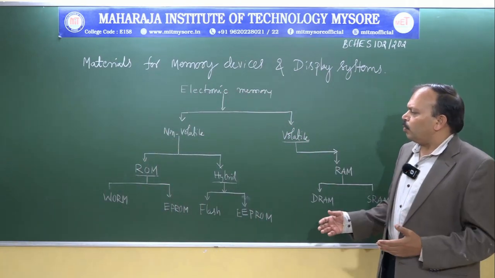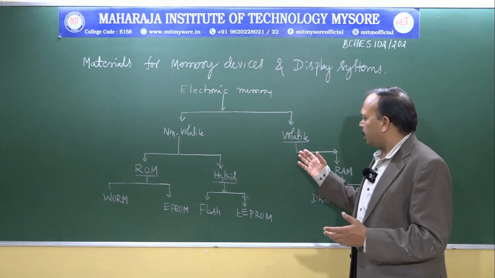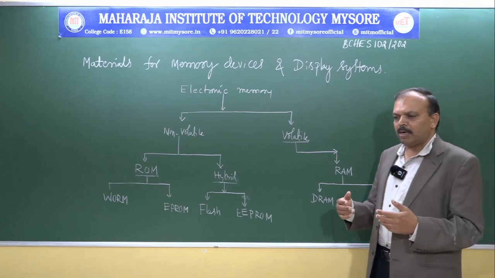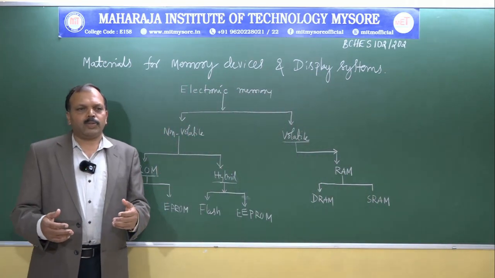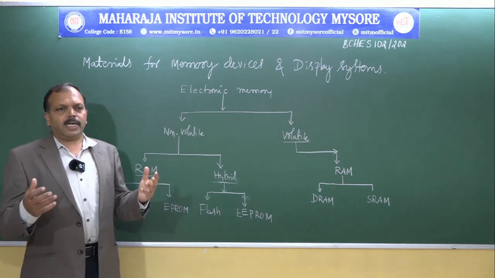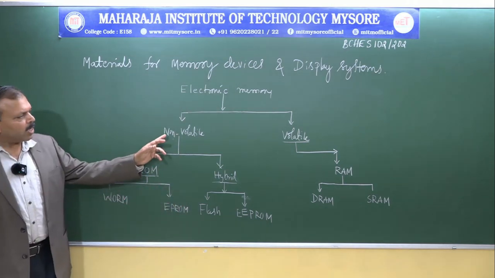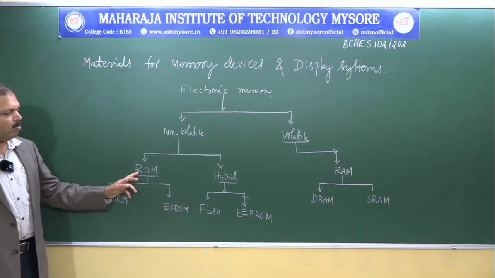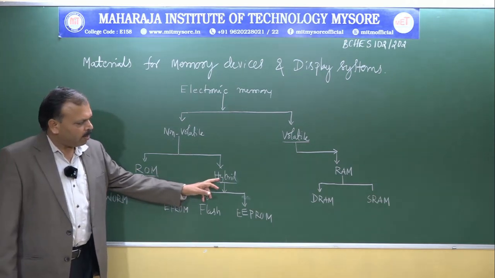Volatile means whenever there is no continuous power, this type of memory will be erased. In the non-volatile type, even though there is no power source connected to the device, the memory will be retained. Under the classification of non-volatile we have ROM, read only memory, and also hybrid.